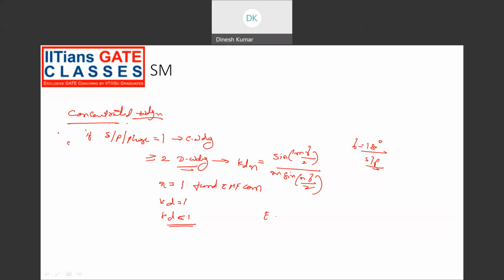The induced EMF depends upon KD, right? So we can also write the KVA rating of a synchronous machine, which is proportional to E, and that is proportional to KDN. Similarly, the output power of a synchronous machine is also proportional to KD. And the EMF generated is proportional to KDN and the number of turns per phase.